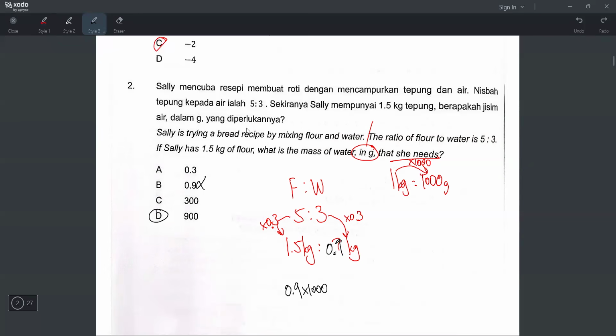So in the exam, you have to be very careful when there's a unit. You have to just look at what unit they want lah. All right, that's it. It's not that hard.